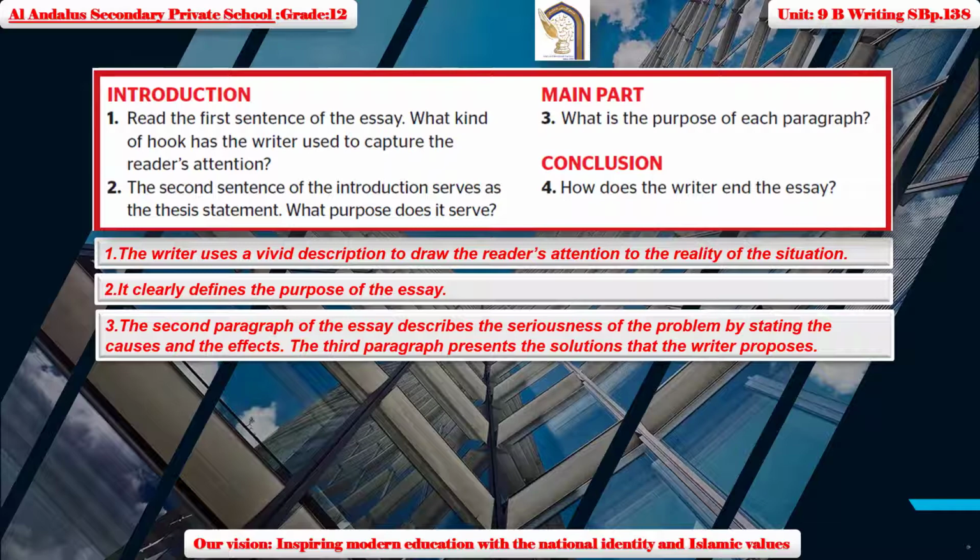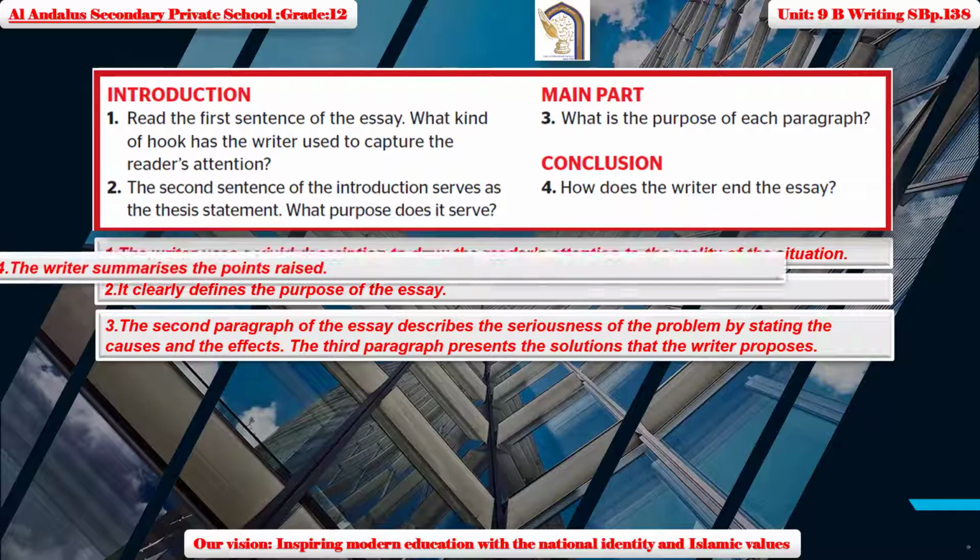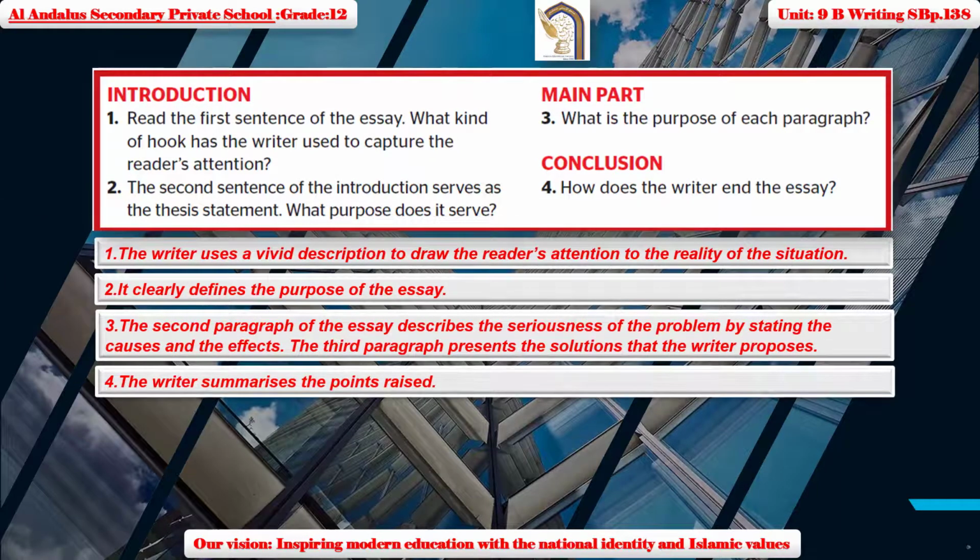And finally, the question related to the conclusion, which is question 4. How does the writer end the essay? Yes, that's an amazing answer. The writer summarizes the points raised.